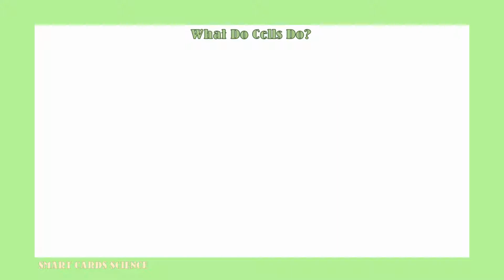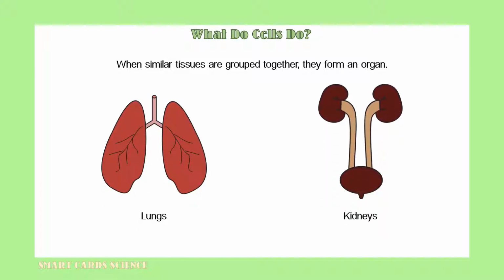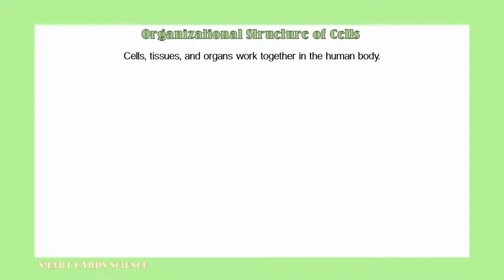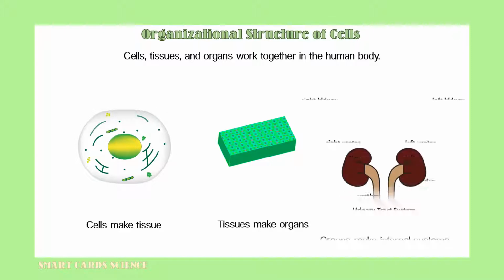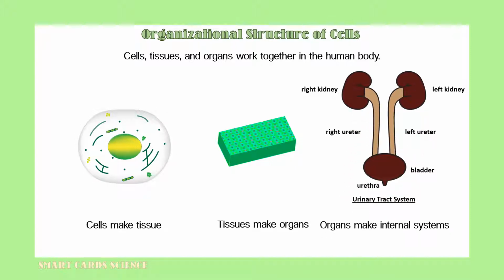Okay, so we just learned that when similar cells are grouped together, they form tissue. But when similar tissues are grouped together, they form an organ, such as your lungs or your kidneys. The purpose of cells and tissues grouping together is so that they can work together to execute the functions needed for everyday life. So in summary, cells group together to make tissues. Tissues group together to make organs. Organs group together to make internal systems within the human body.